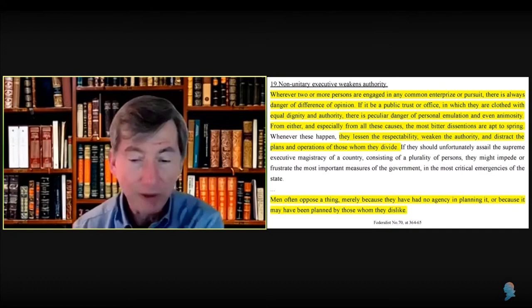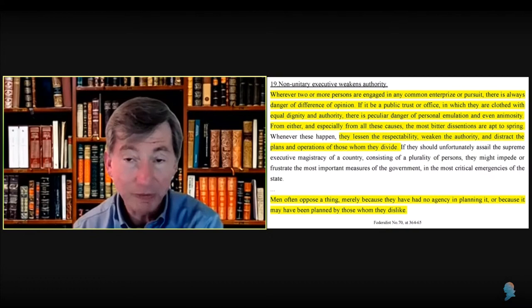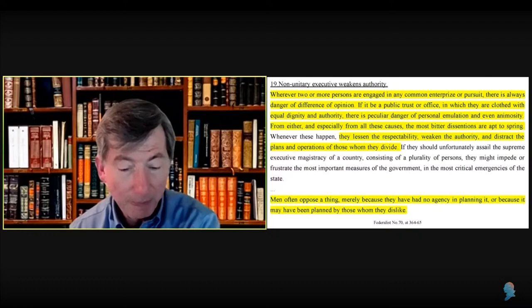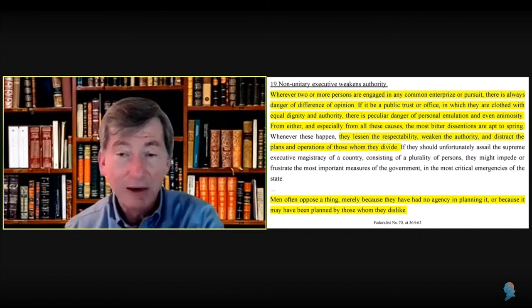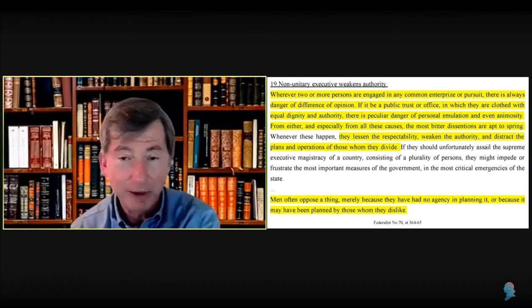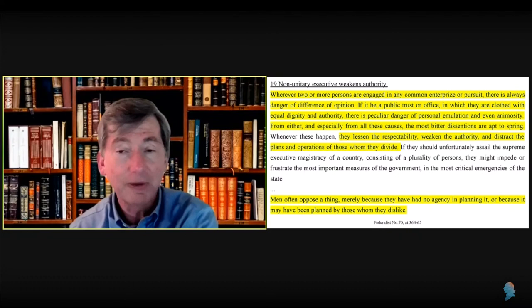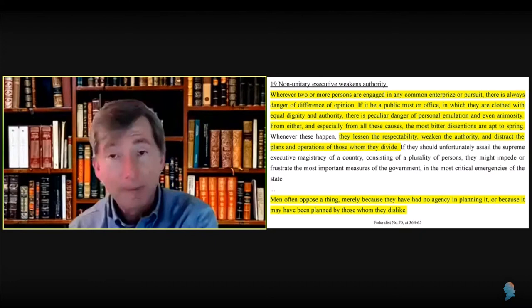Again, going back to the troikas, that's what happened. Men often oppose a thing merely because they have no agency or planning in it, or because it may have been planned by those whom they dislike. Well, it's often said that every senator thinks that he or she could be a better president than the existing president. And those who are running for office in either party or both parties, depending on who is in office, will be very ready to criticize the president in office for things that often the Congress is responsible for. The whole point is here, though, they're in the Congress.